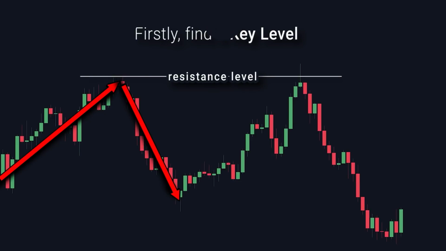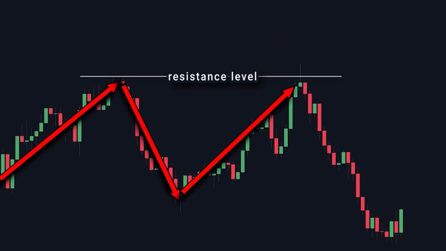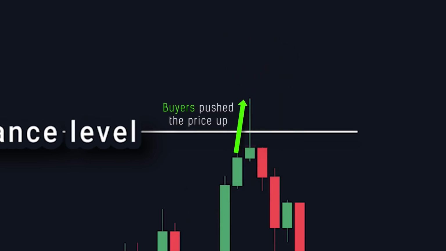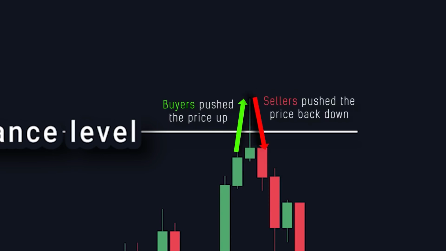resistance. Next, as price approaches the level of resistance, we can see a bearish pin bar candle. Again, this is a bearish pin bar because the tail is sticking out on top of the candle. So, at first buyers pushed the price all the way up, before sellers stepped in, and pushed the price back down before the candle closes, indicating that there's a strong rejection from above as price touches this level, which is why the tail is sticking out from the top.